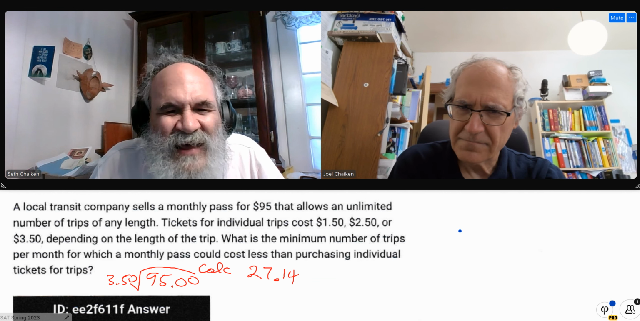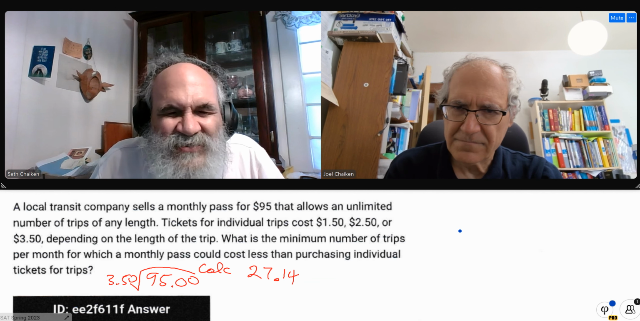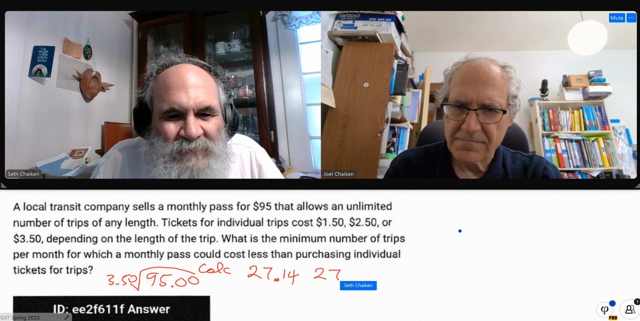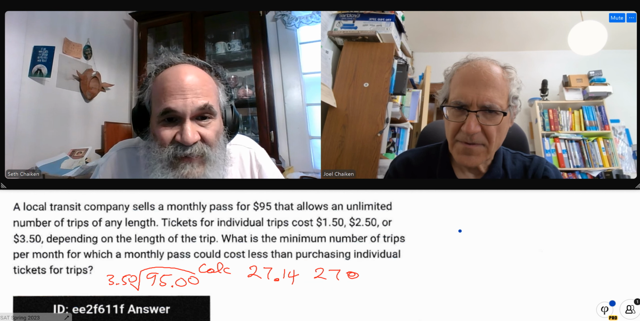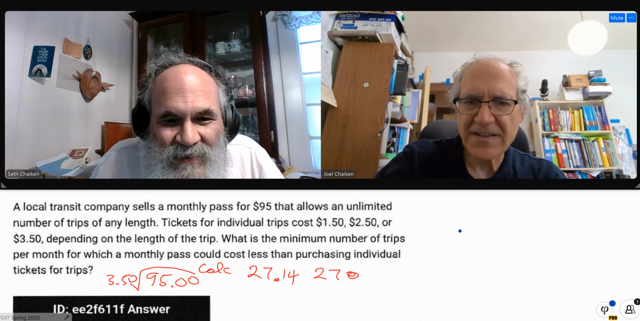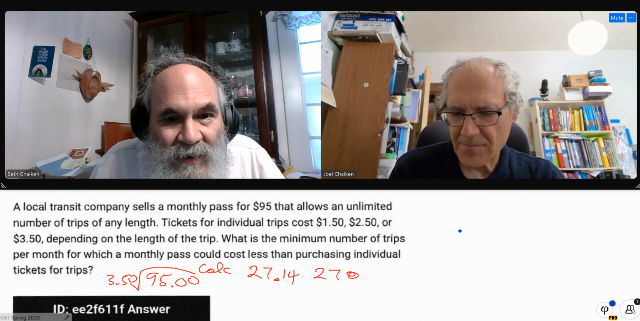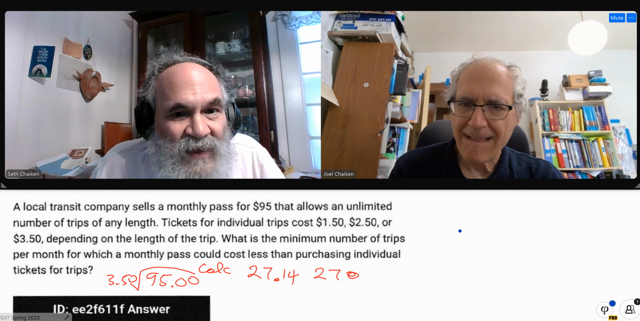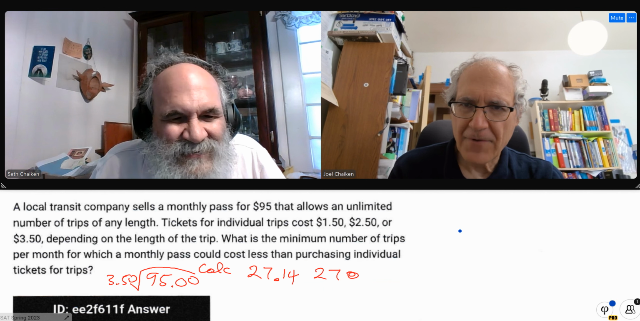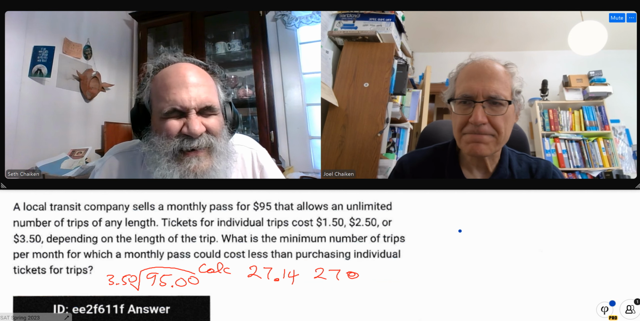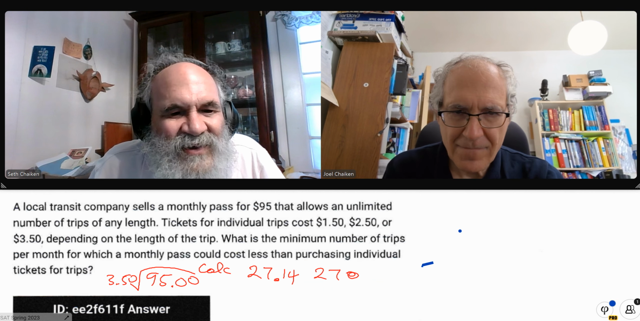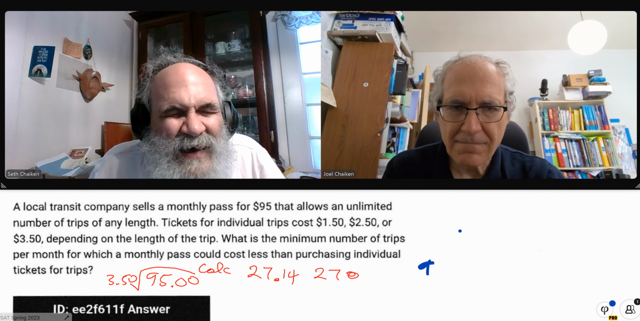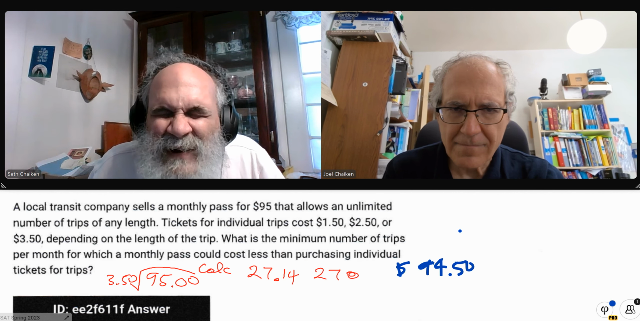what you do is you first take 27 trips at $3.50. Let's multiply that out, which is $94.50. And at this point, if you paid per ticket, you would pay less than the pass, right?